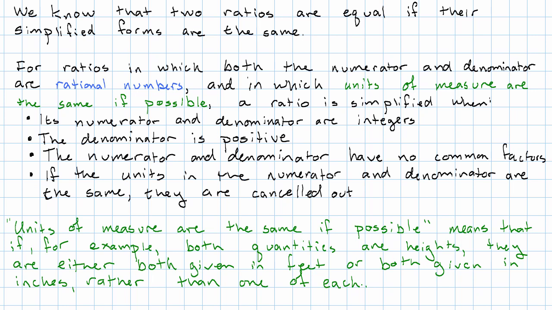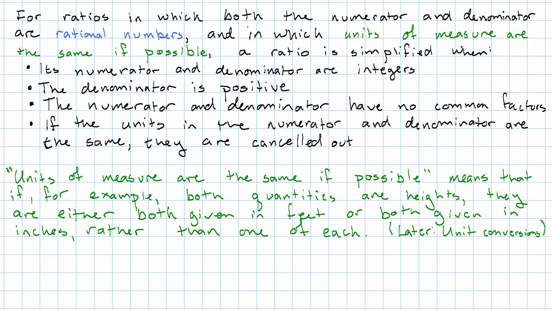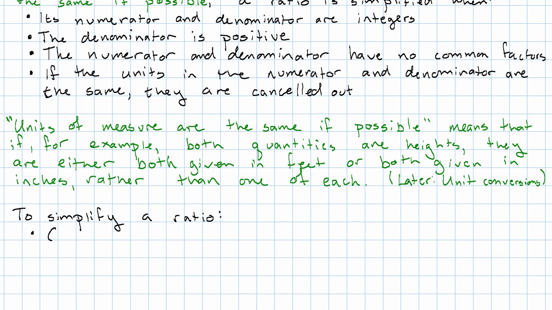That units of measure are the same if possible means that if, for example, both of the quantities are heights, either they're both given in feet or they're both given in inches, they're not given as like one of each. Later on, we'll be able to make that happen, if necessary, as part of the simplification process. But for now, if we have a ratio of this kind, we'll be given both measurements in the same units. So how do we simplify a ratio? We cancel the units if they're the same, and then we simplify as a fraction.